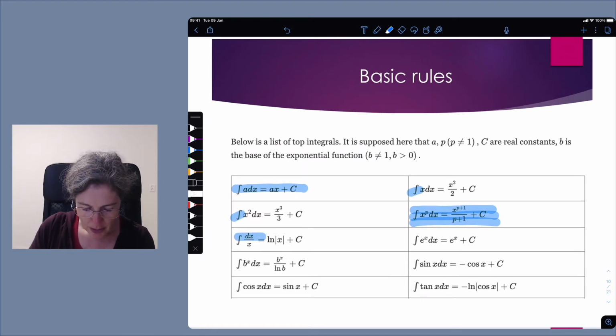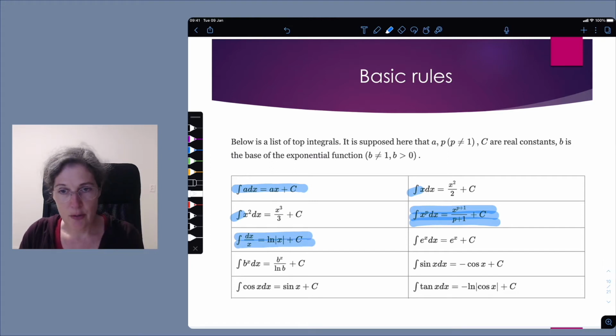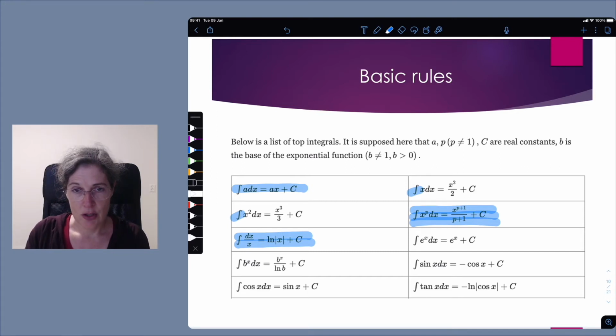So this one might look a little bit strange. We know that if we differentiate the natural log of x, then we're going to get 1 over x. So why is it that if we integrate 1 over x, we end up with the natural log of the absolute value of x? I'm going to leave you to think about that.